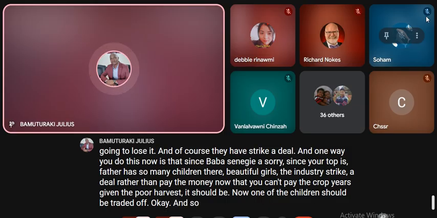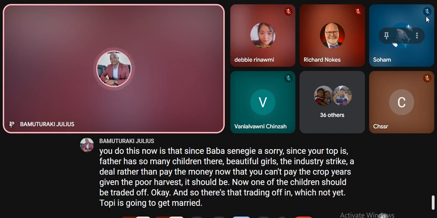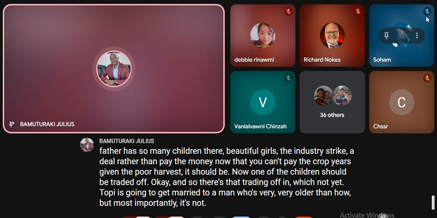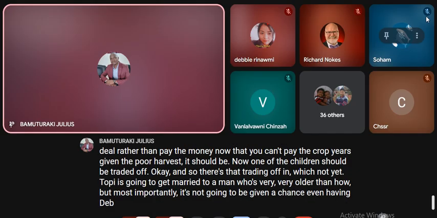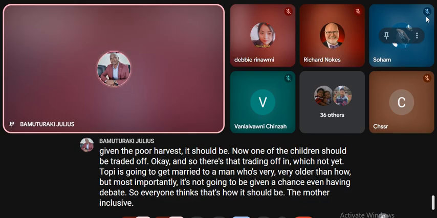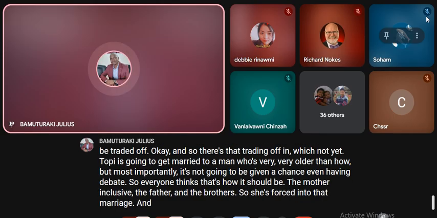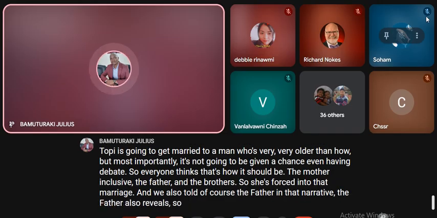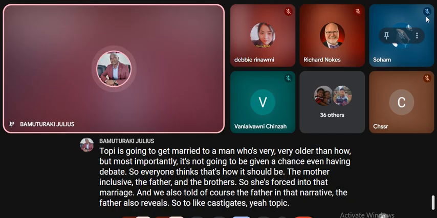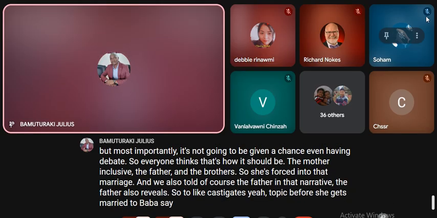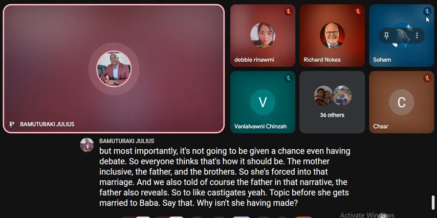Okay, and so there's that trading off, in which Iyabode is going to get married to a man who's very much older than her, and most importantly, she's not going to be given a chance to even have a debate. Everyone thinks that's how it should be, the mother inclusive, the father, and the brothers. So she's forced into that marriage. And we are also told that the father in that narrative castigates Iyabode before she gets married to Baba Segi, asking why isn't she having men?